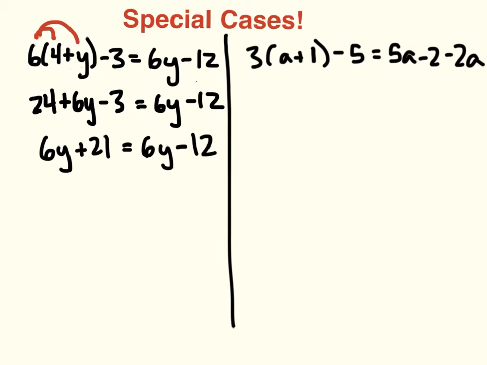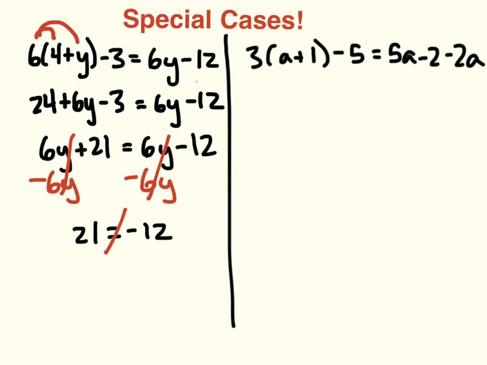Now, here, I wanted to get my constants on one side and the variables on the other. But look what's going to happen. If I try to get my variables on one side, they cancel each other out, and we have 21 is equal to negative 12. And we ask ourselves, is 21 equal to negative 12?